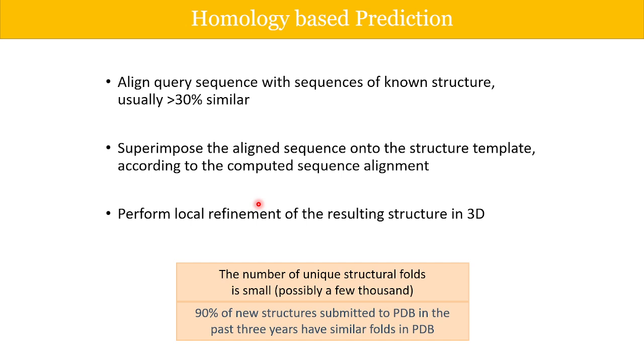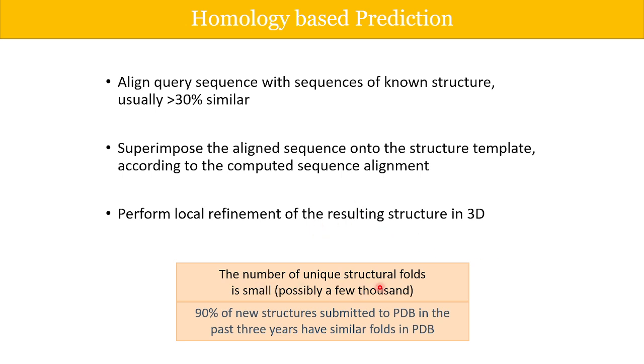Now, homology-based prediction: you align the query sequence with the sequences of known structures, usually with greater than 30% similarity. You superimpose the aligned sequence onto the structure template, and according to the computed sequence alignment you get the superimposition. From there you can understand how much your protein has deviated, or what secondary structures your protein might have that are not present in the template. And even if it has them, it is fantastic, because then you know that your protein is present in its native structure. Also, we can perform local refinement of the resulting structures in 3 dimensions.